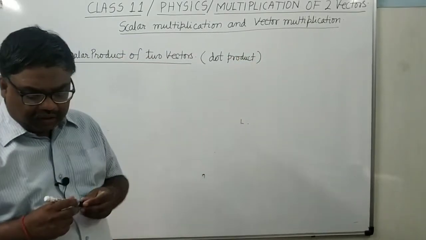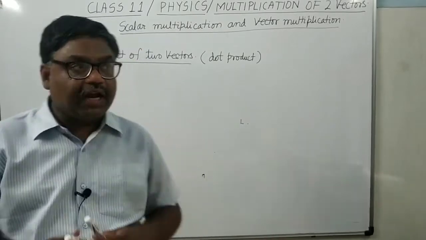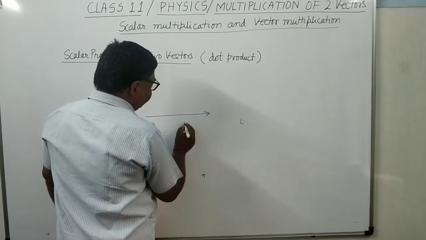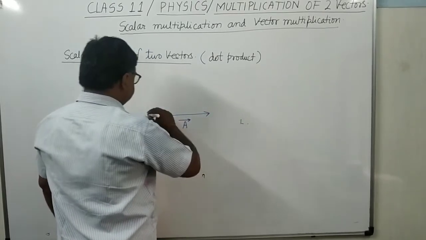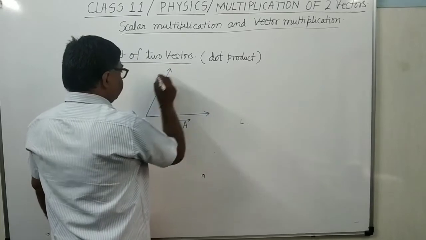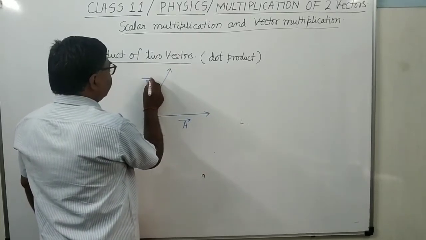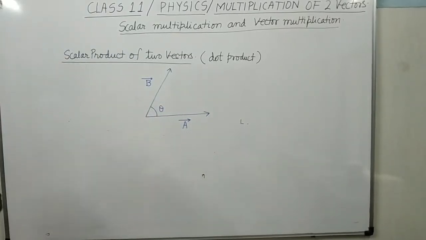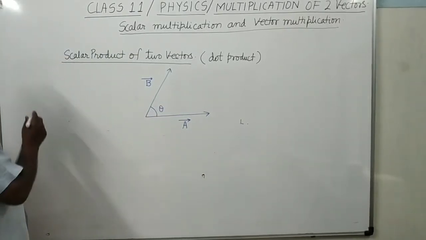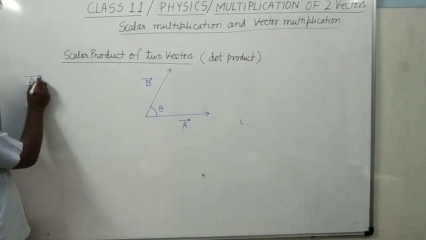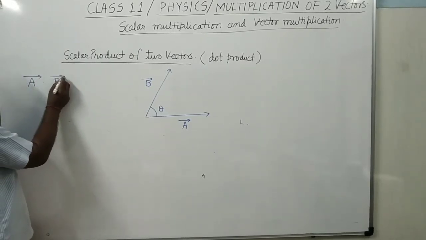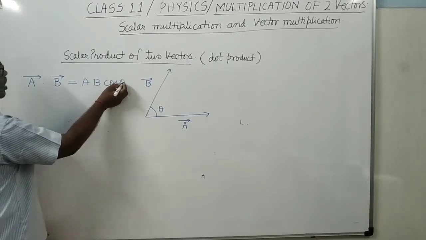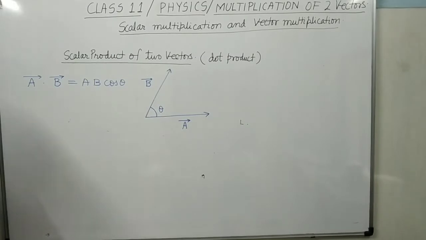Now see here, if there are two vectors, vector A and vector B, acting at an angle theta from each other. This is the vector A and this is the vector B. These two vectors are acting at an angle theta from one another. What will be the scalar product between these two vectors? So vector A dot vector B will be equal to AB cos theta. It's clear?